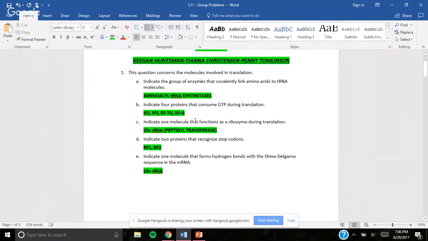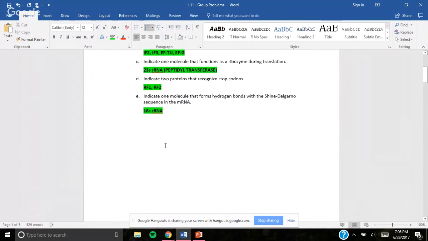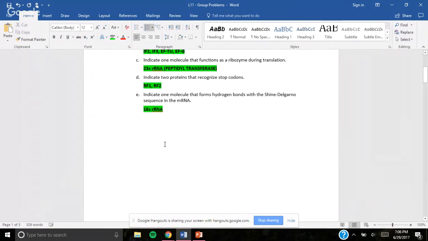C, one molecule that functions as a ribozyme is the 23S rRNA, or the peptidyltransferase. Two proteins that recognize stop codons are RF1 and RF2. And the molecule that forms hydrogen bonds with the Shine-Dalgarno is the 16S rRNA. And that's all from the reading and the PowerPoint.